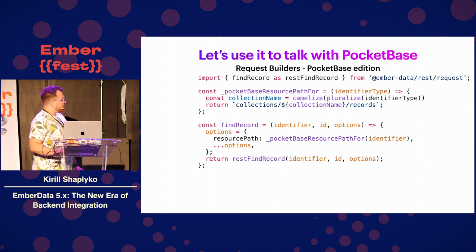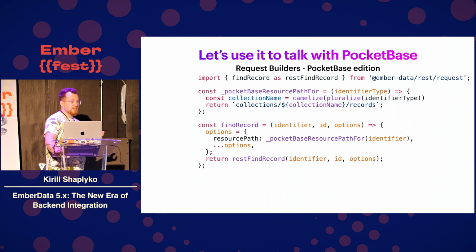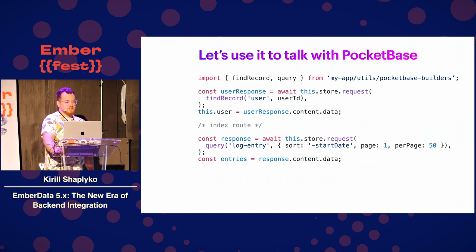So we can modify. So here is the example. I'm importing the default REST builder, and then I append the option of resource path. So I modify the default REST builder, I attach the resource path, and export it for my application needs. So I don't need to configure resource paths everywhere in the app. I just import my utils. And in the application, I import it from the PocketBase builders, and let's see, the user request would be this: store request, find record of user with user ID, or the query request looks pretty much similar.